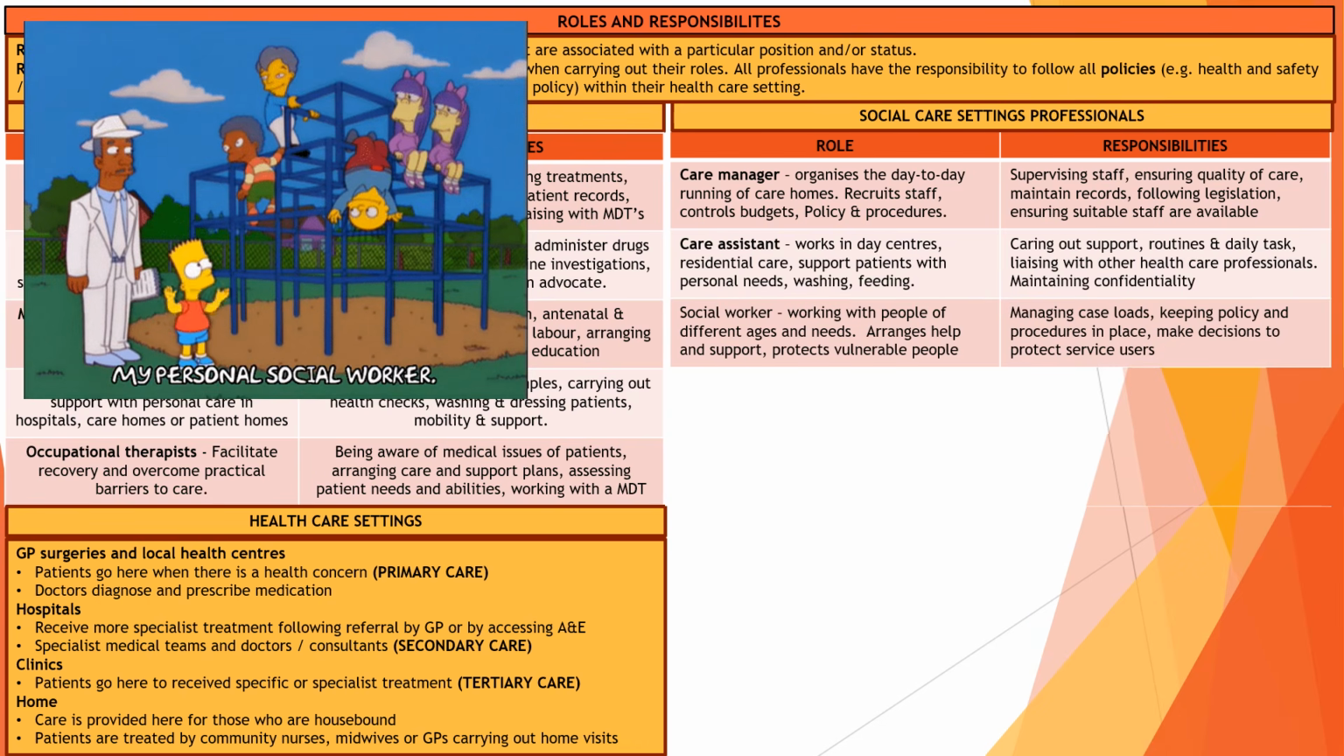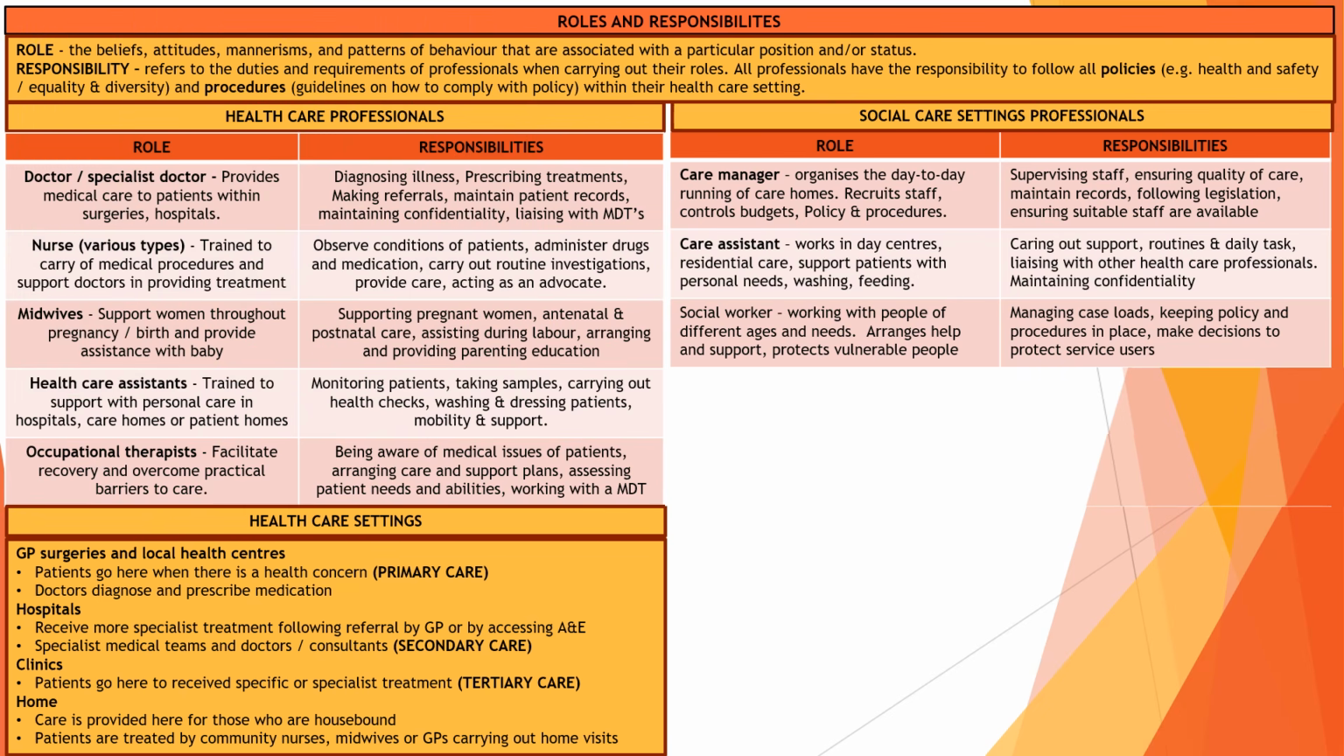A social worker is slightly different. Their role is to work with people of all different ages, different needs, and different ranges of support. Essentially it's to make assessments, look at their environment, make judgments on whether it's suitable to help them develop and keep them safe, and ultimately to work with them to meet their needs.